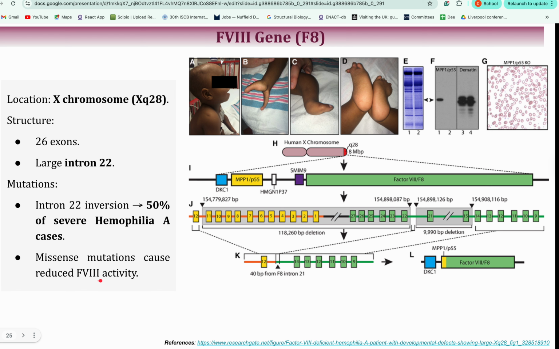Missense mutations cause reduced F8 activity. So these are two ways in which we will be able to see the factor 8 activity being decreased. One is due to the inversion of intron 22, or due to the missense mutations, which can also give rise to reduced factor 8 activities.